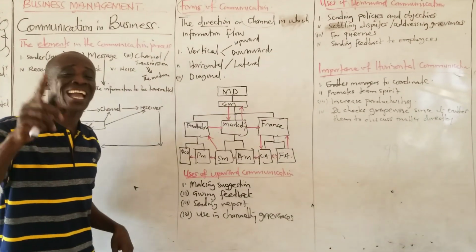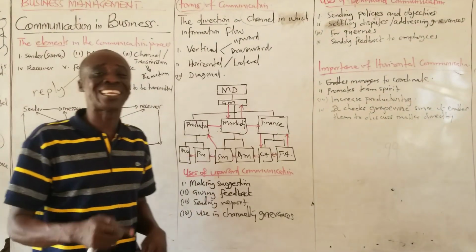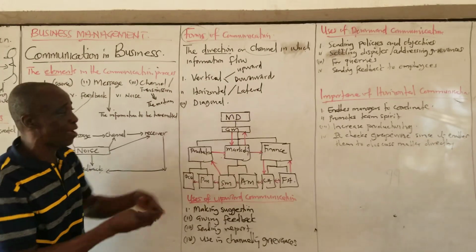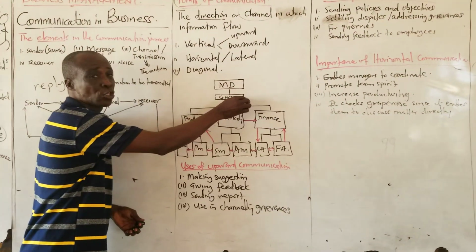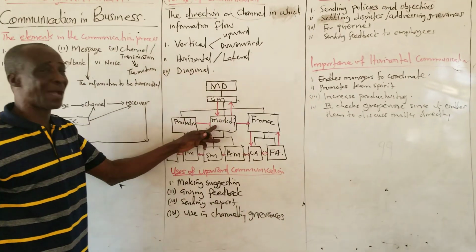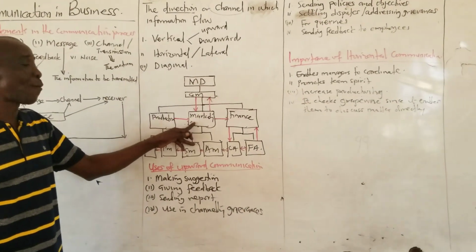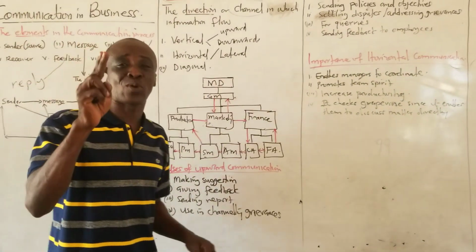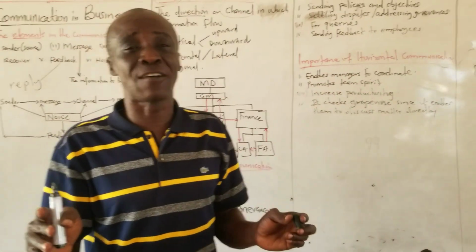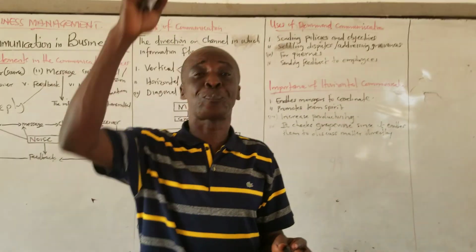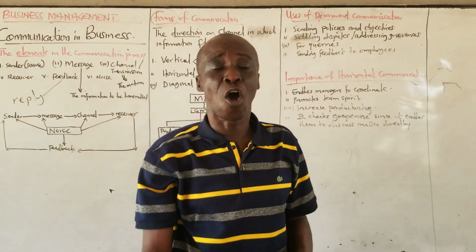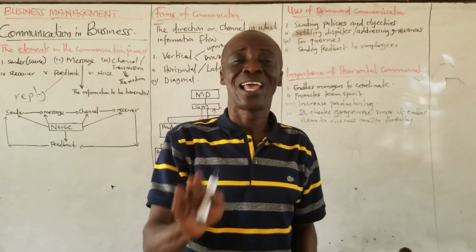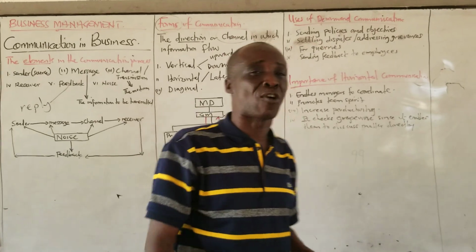So when you say vertical communication, we are looking at the flow of information either from a superior, remember, the general manager is a superior, to a subordinate, who is the marketing manager, or information that flows from a subordinate to a superior. Vertical communication is the flow of information from either a superior to a subordinate or from a subordinate to a superior. That is what you call vertical communication. And that is why we have two types of vertical communication.